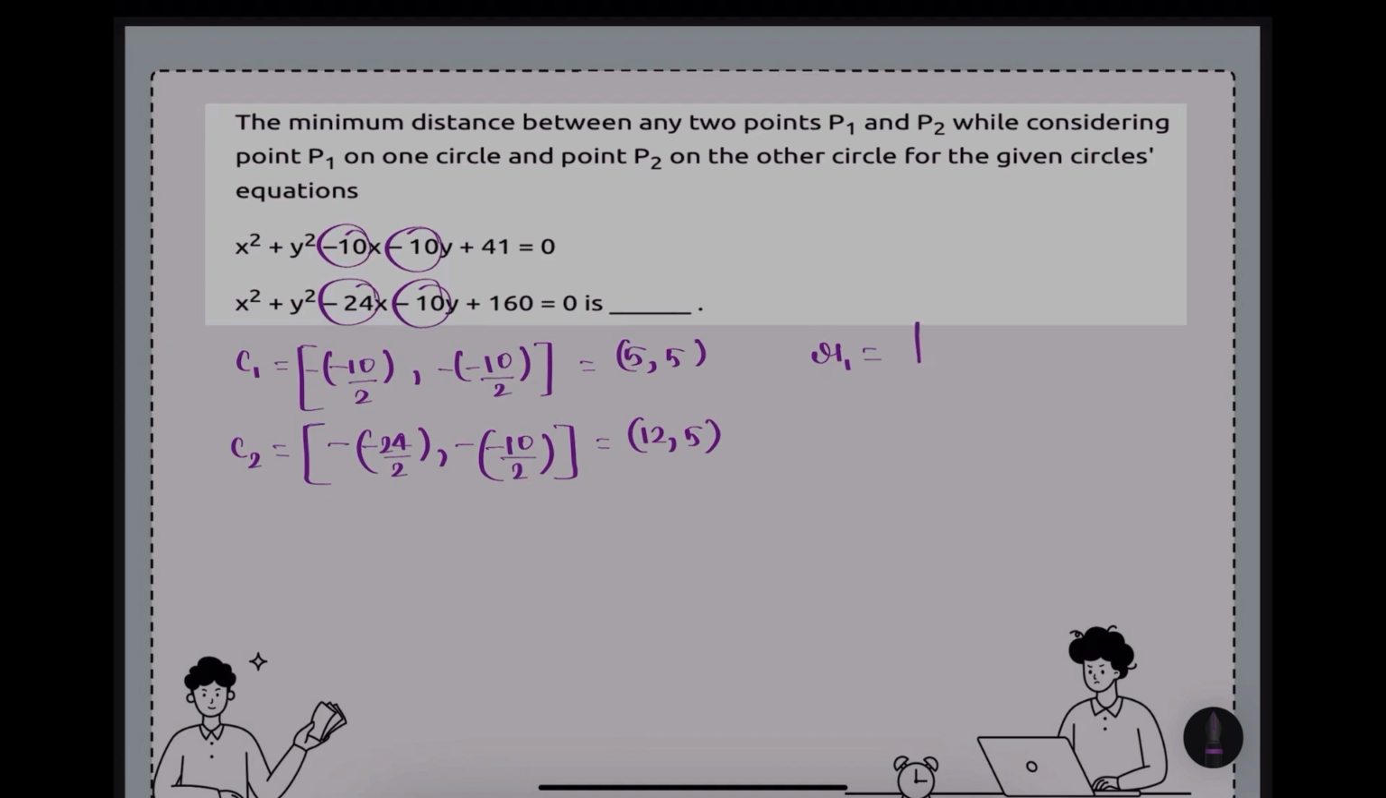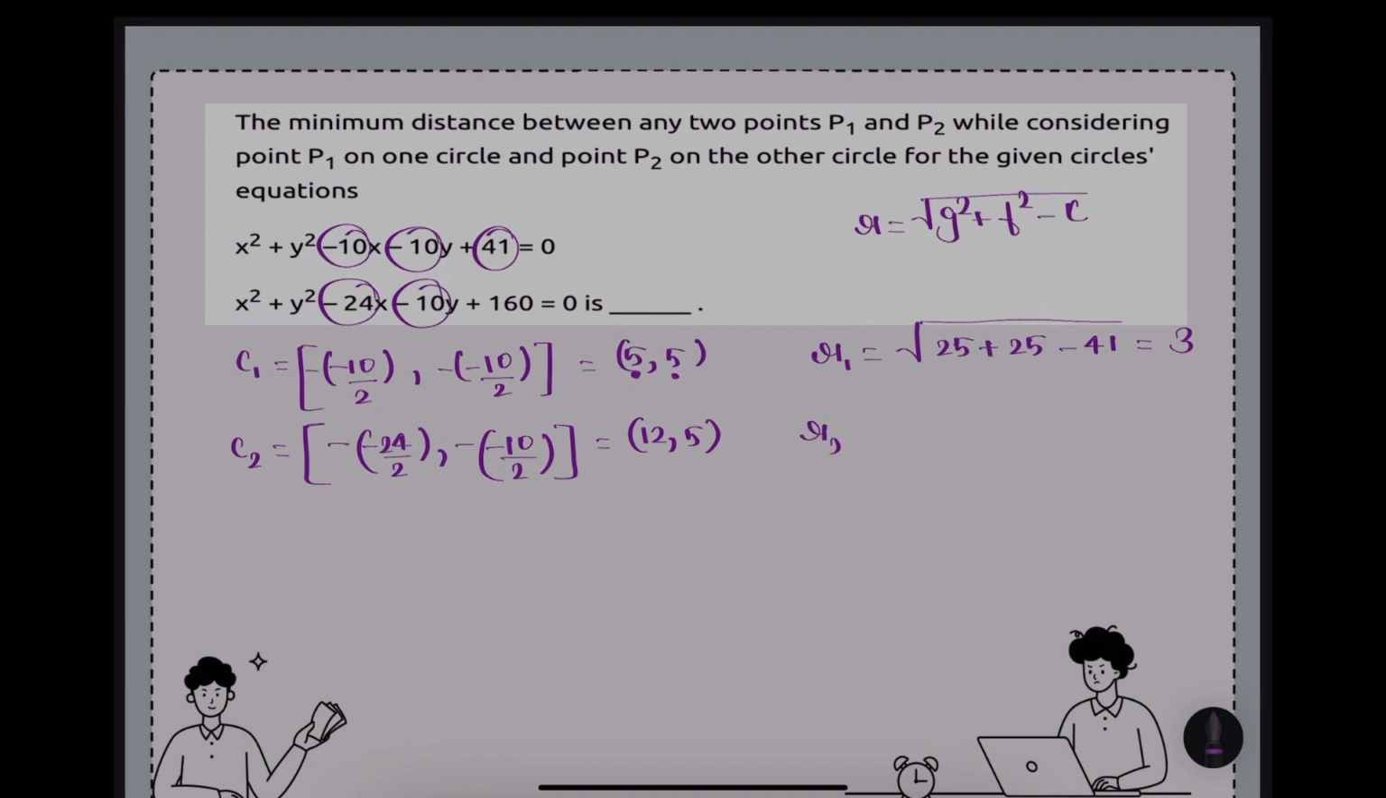Radius 1: radius is the square root of g square plus f square minus c. I'll go with the formula g square plus f square minus c. So who is g according to the first circle? It's minus 5. Minus 5 square is 25. Who is f? Minus 5. So minus 5 square is 25. Now minus c. Who is c? 41. So it is 50, 50 minus 41 is 9. So it is root 9, which is 3. So radius 1 is 3.